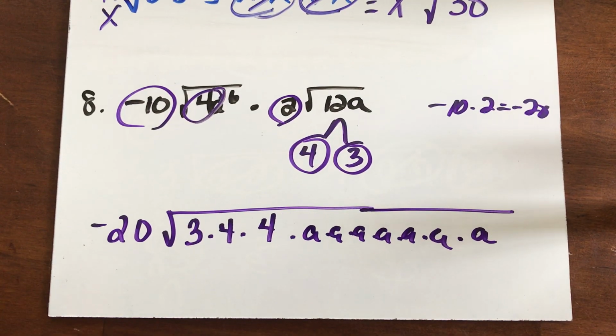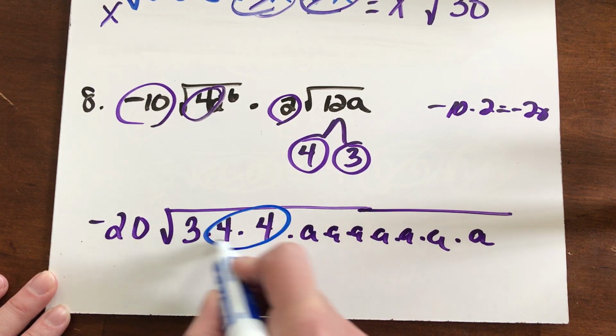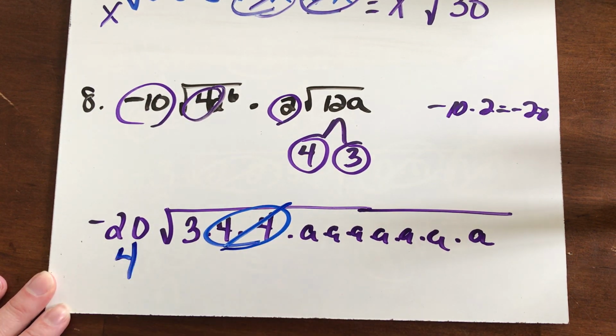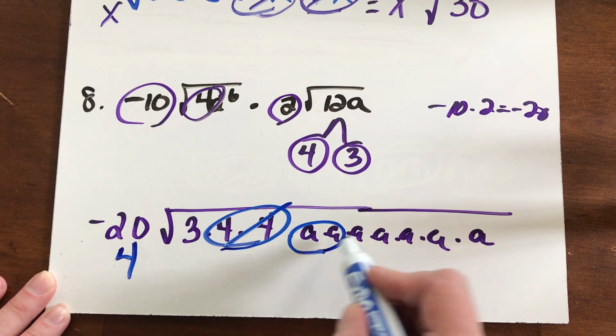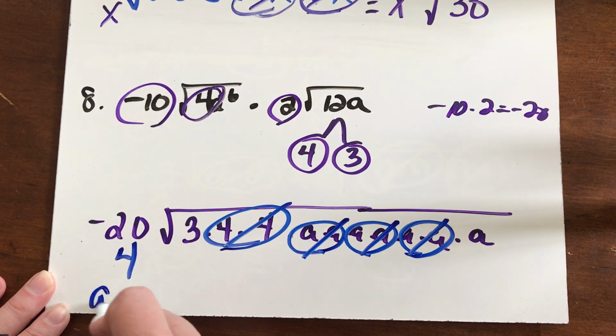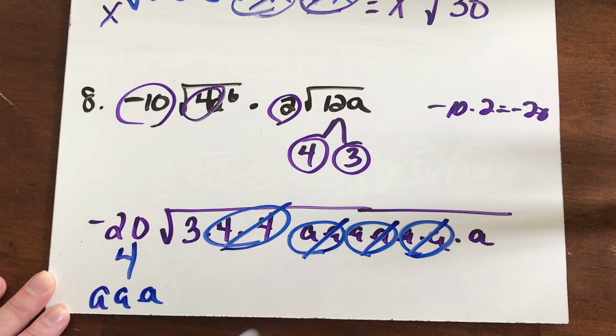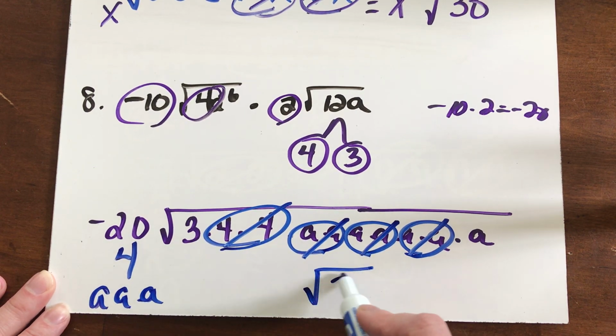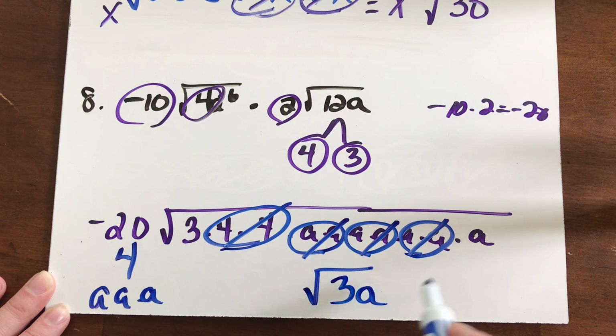So from there, I need to pull out. Well, 4 times 4 is 16. The square root of 16 is going to be 4. I have 1 pair, 2 pairs, 3 pairs of A's. So that's going to be A times A times A. What's left underneath is 3 times A, which is just 3A.